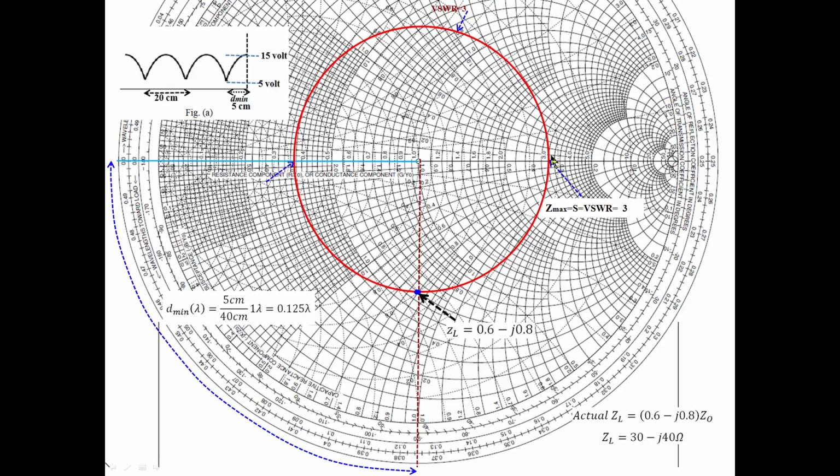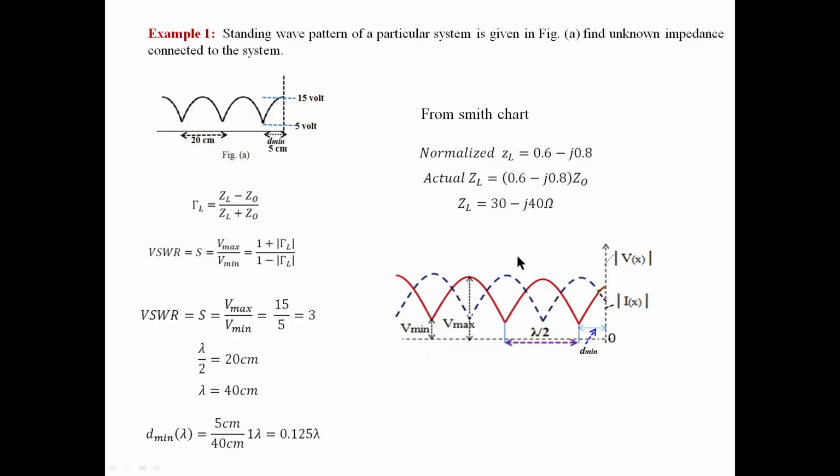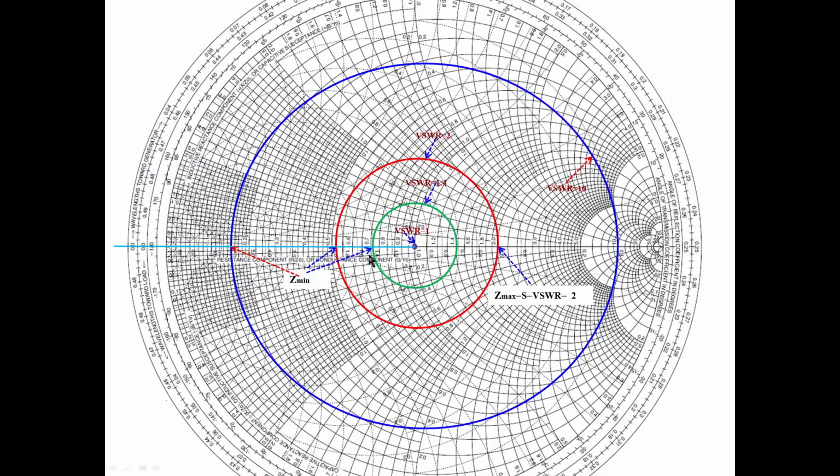If a maxima is given, you have to do it similarly. Here, for the minima distance, we started here. If a maxima distance is given, you should start from here. We have to move only in the anti-clockwise direction from the maxima, whatever it is. To move towards the load, you should move in the anti-clockwise direction from the minima or maxima position. So this is about the unknown load, how to find the unknown load using the Smith chart.